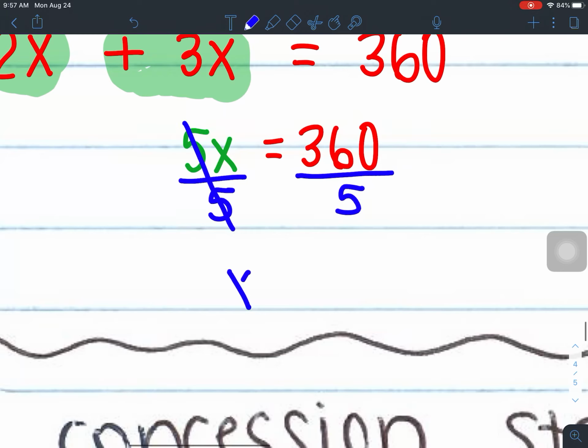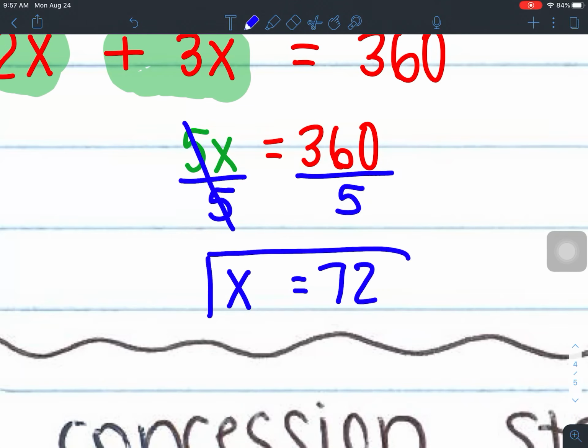Dividing by 5. 5 divided by 5 gives me 1, so I have 1x equals 360 divided by 5, which is 72.